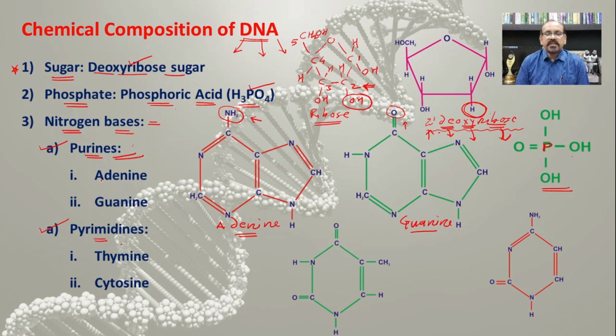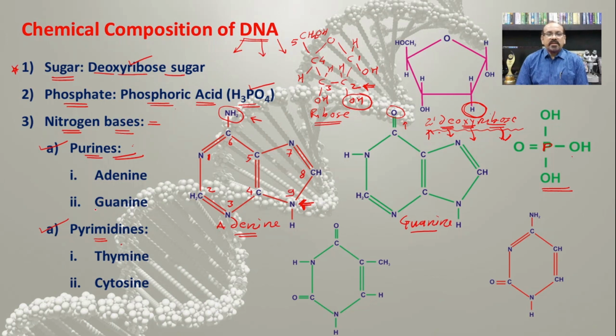If you see the numbering of the carbon atoms or the nitrogen atoms which are present in this ring, this is the first one, second, third, fourth, fifth, sixth, 7th, 8th and 9th. This is also important because when there is a formation of the DNA molecule, this 9th nitrogen is used for the formation of the bond with the sugar.